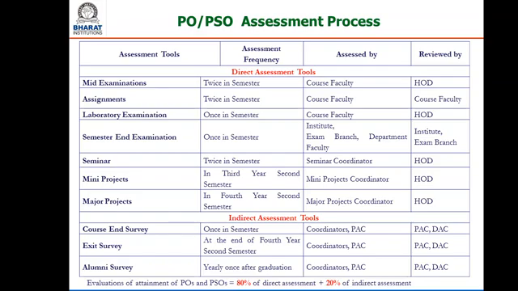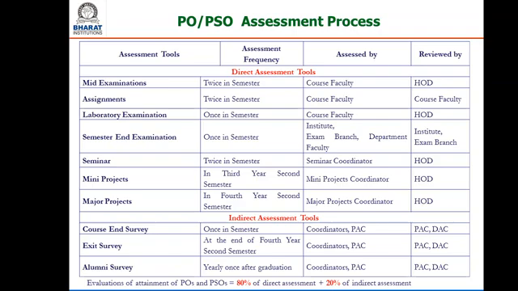Then coming to attainment of program outcomes and program specific outcomes. To compute PO and PSO attainment, we compulsorily need the CO attainment value. With that CO attainment value only, we will compute PO and PSO attainment. Here also various assessment tools are used for computation of PO and PSO.